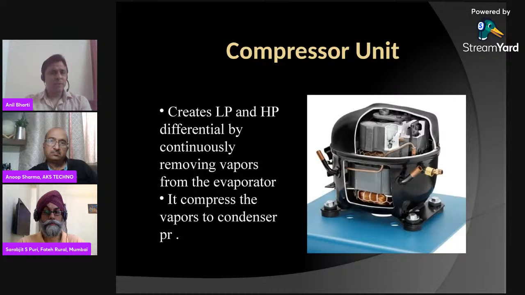There are many types of compressors: rotary compressor, reciprocating compressor, centrifugal compressors. So compressor का main function होता है to create the low pressure and high pressure differential across the condenser and evaporator. अगर compressor नहीं होगा तो थोड़ी देर के बाद ही ये साइकिल खत्म हो जाएगा, क्योंकि जब वेपर्स बनते हैं तो उनको वहाँ से रिमूव करना बहुत जरूरी है.